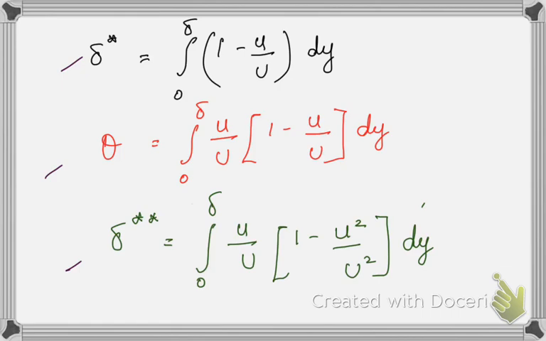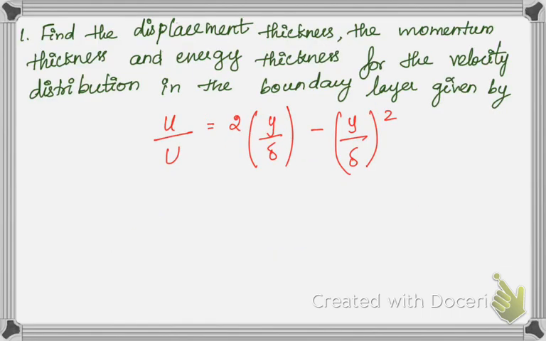If you see here, this small u by capital U value is called the velocity distribution. This u by U value is given to us, and from that we have to determine all the thicknesses, that is displacement thickness, momentum thickness and energy thickness. So we are going to determine that. First one is going to be our displacement thickness.